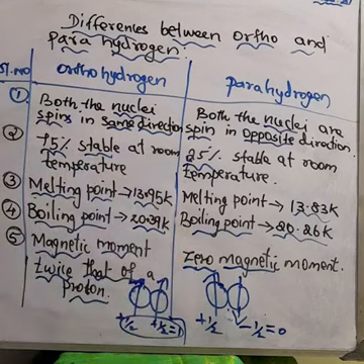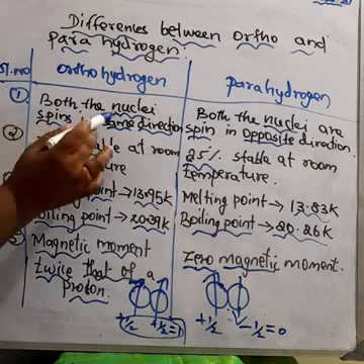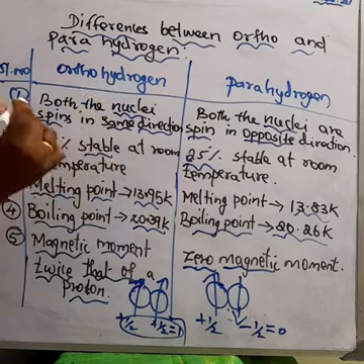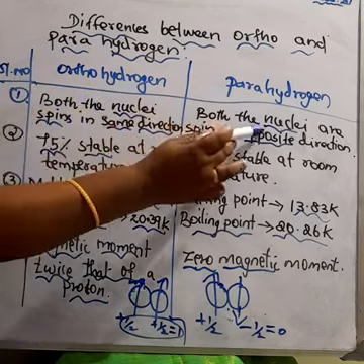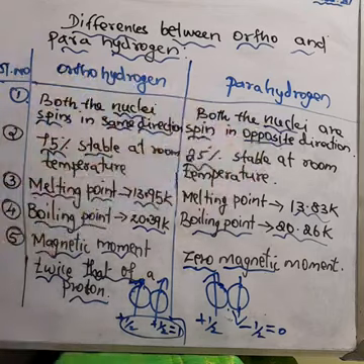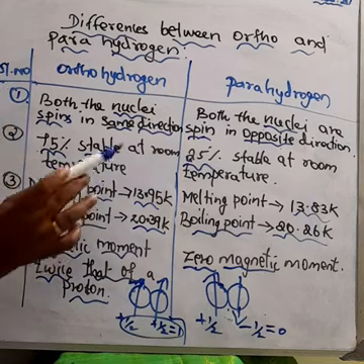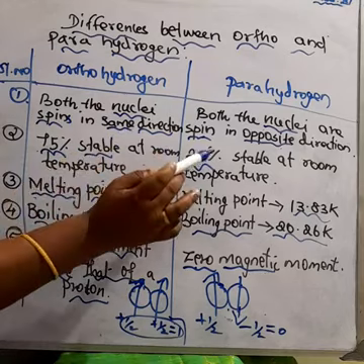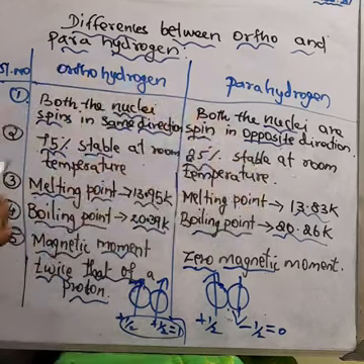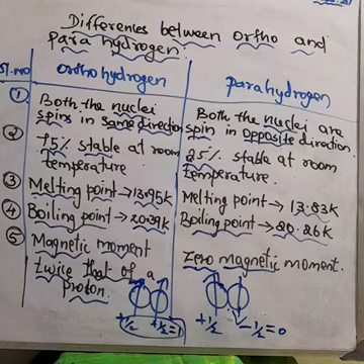So what is the difference between ortho and para hydrogen? In ortho hydrogen, both nuclei spin in the same direction, and in para hydrogen, both nuclei spin in opposite directions. And the second point, 75% of the ortho hydrogen is stable at room temperature, and 25% of the para hydrogen is stable at room temperature.